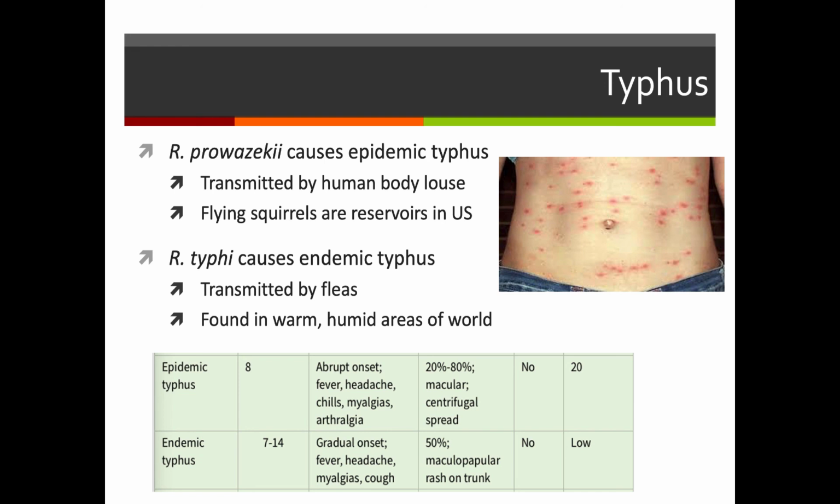Endemic typhus is far more common in the United States. It is transmitted by fleas, and we have recently had outbreaks of endemic typhus in homeless populations in Southern California. So warm, humid areas of the world, we tend to see symptoms develop 1 to 2 weeks after flea bite with a gradual onset of fever, headache, muscle pain, and cough. 50% of patients will develop a maculopapular rash, so a red raised rash, mostly on the trunk, not usually on the extremities. There is not going to be the development of an eschar, and the mortality is relatively low.